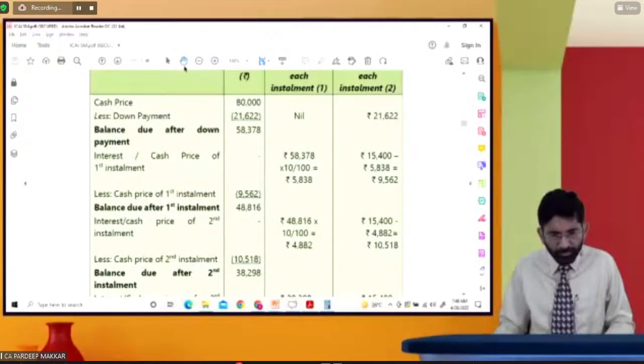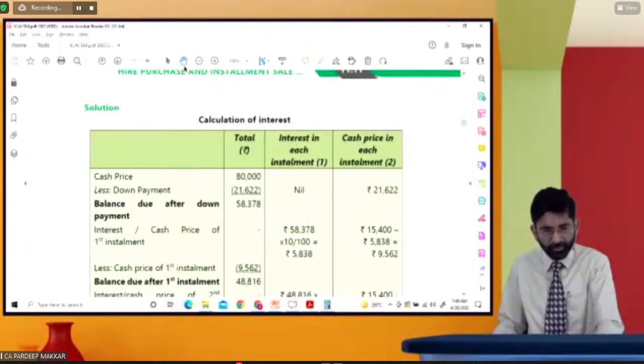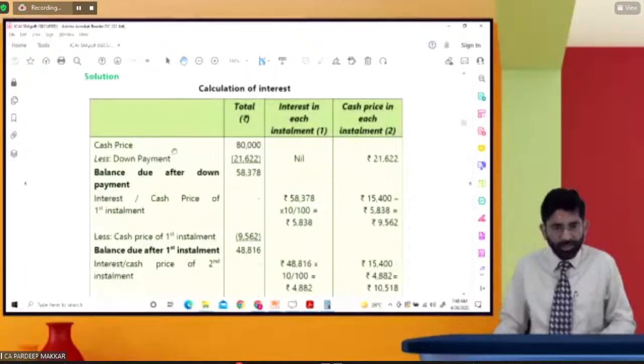Interest or cash price of the first installment. This is wrong, beta. The method given in the module is 100% wrong. There's no worry. Let's understand why it is wrong.